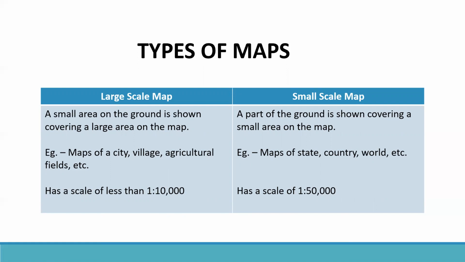Now we come to small scale maps. A part of the ground is shown covering a small area on the map. Like for example, maps of your state, country, world.